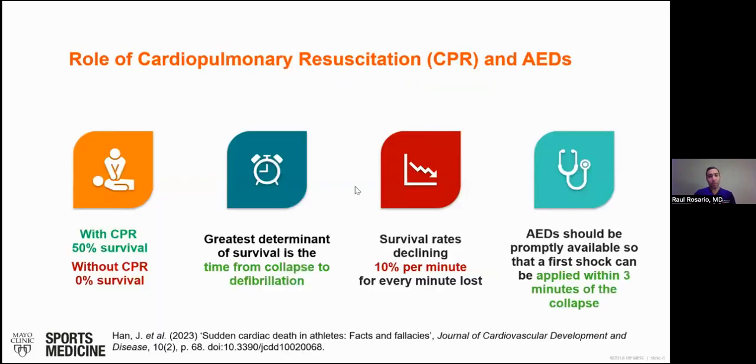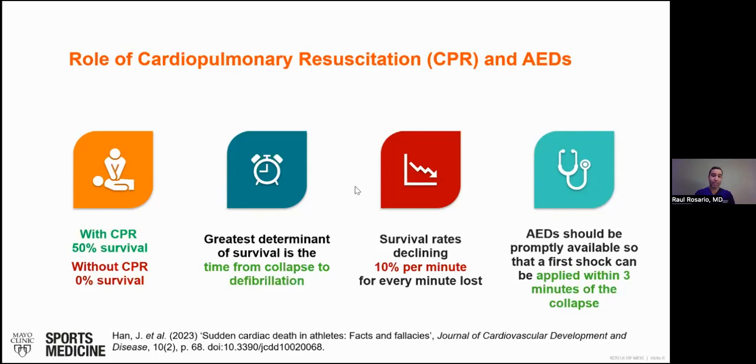And the most important thing to be prepared is understanding your cardiopulmonary resuscitation and also having an AED right there. If you start CPR very quickly, the survival rate can be close to 50%. Without CPR, when the heart stops, the percent of survival is very, very low. The greatest determinant of survival is the time to start defibrillation. The collapse can be for different reasons, but if the heart stops, we have to restart it. That's where CPR is important, but also trying to defibrillate the patient to get him back.